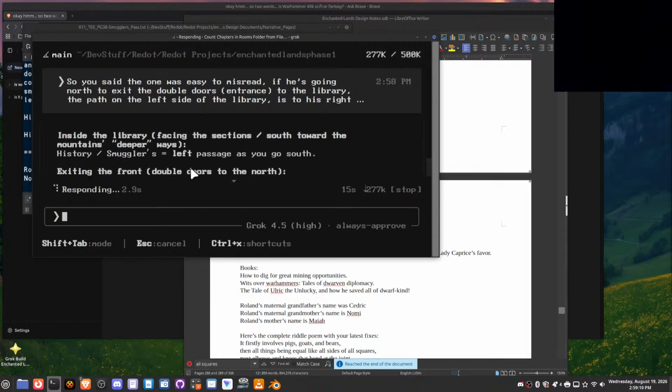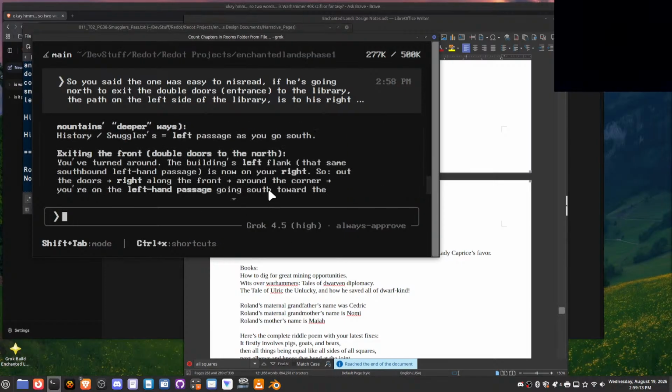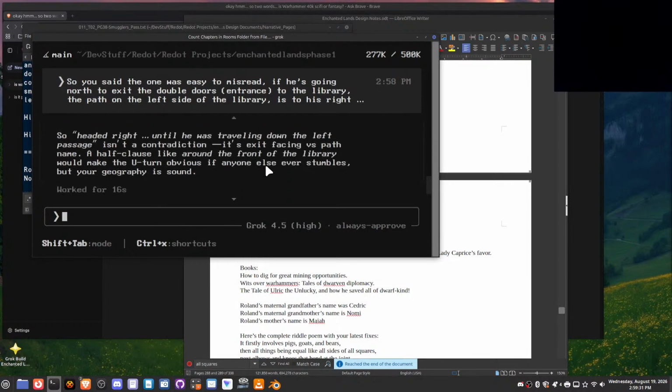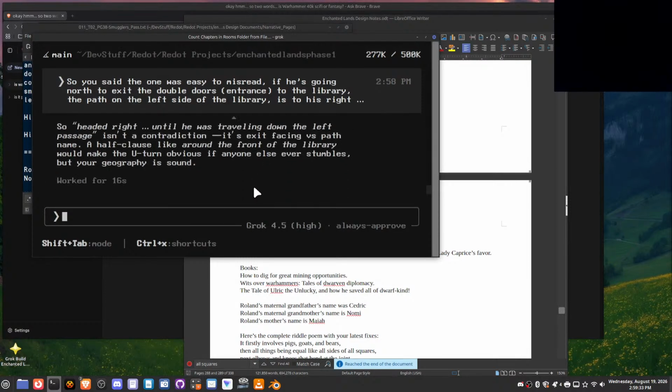Yes, that U-turn logic holds inside the library. History, smugglers, left passage as you go south. Exiting the front double doors, you've turned around the building's left flank. So out the doors, right along the front, around the corner, you're on the left-hand passage. So headed right until he was traveling down the left passage isn't a contradiction. It's exit facing versus path name. A half clause like around the front of the library would make the U-turn obvious.